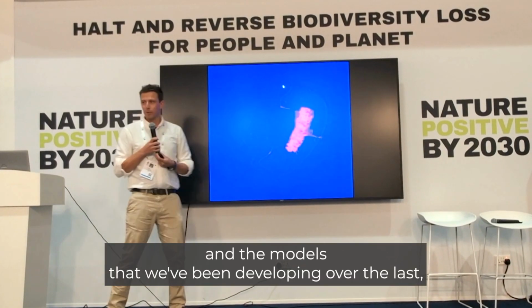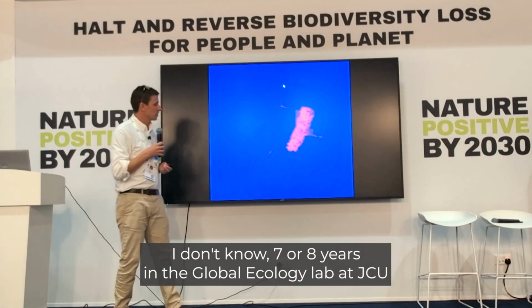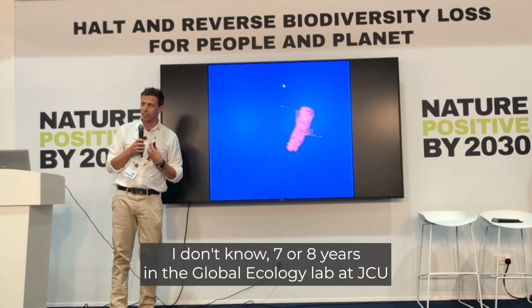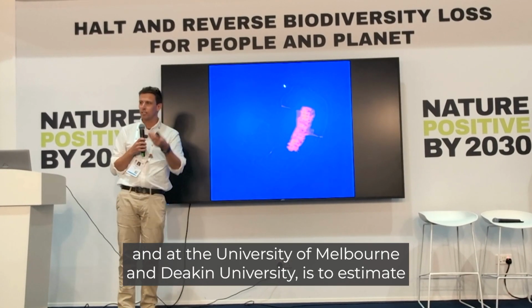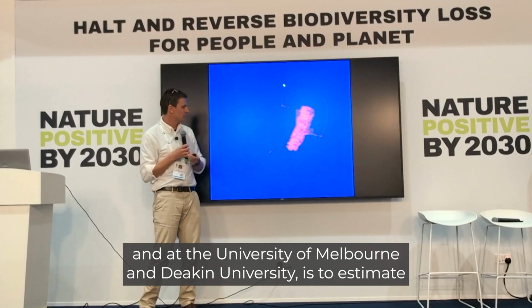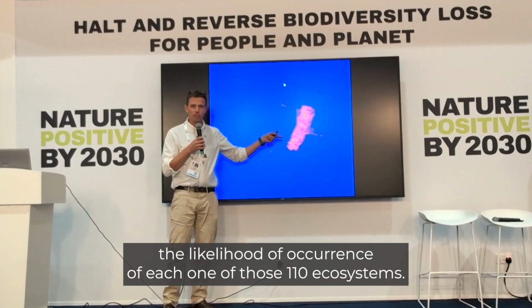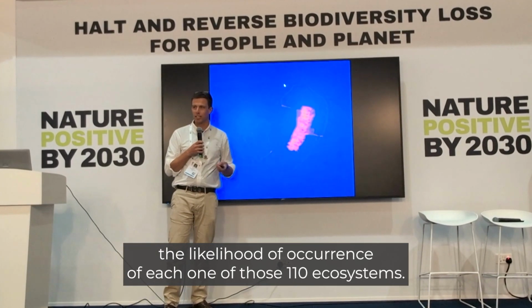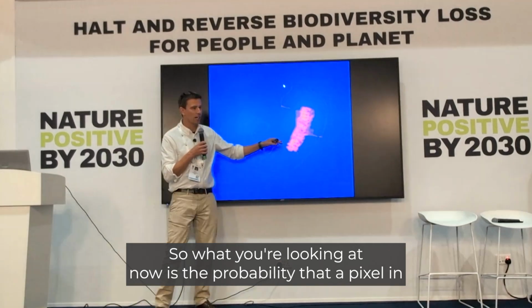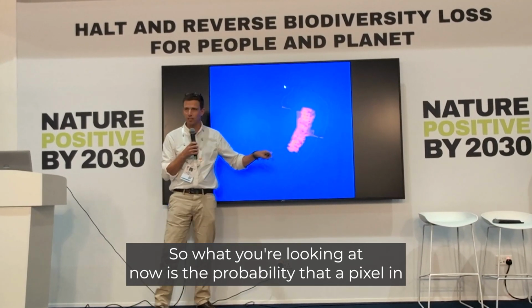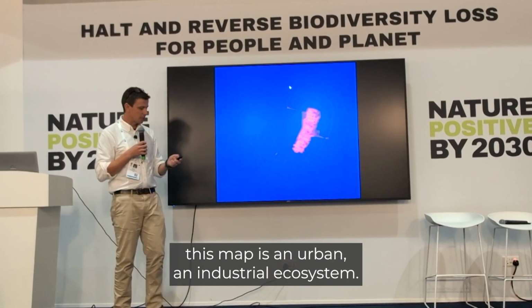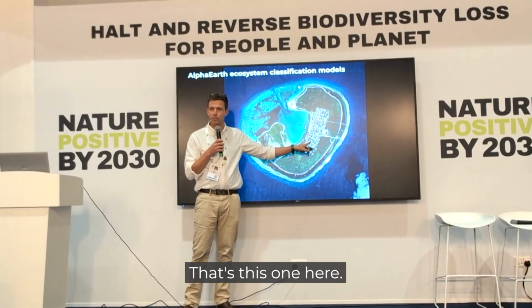And the models that we've been developing over the last 7 or 8 years in the Global Ecology Lab at JCU and at the University of Melbourne and Deakin University estimate the likelihood of occurrence of each one of those 110 ecosystems. So what you're looking at now is the probability that a pixel in this map is in an urban and industrial ecosystem. That's this one here.